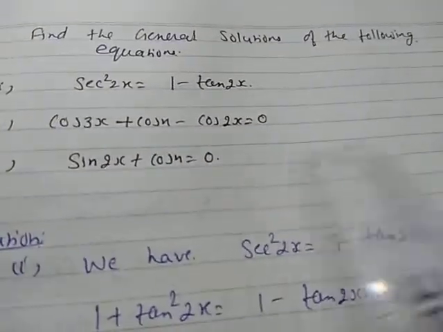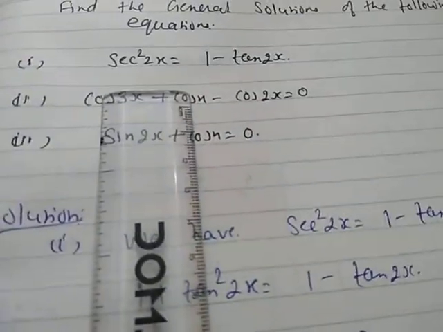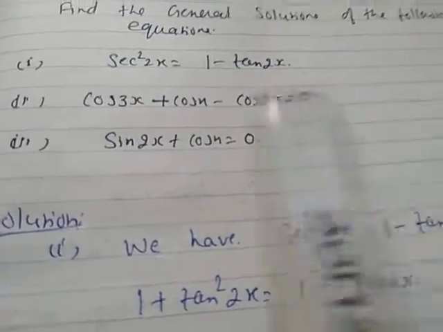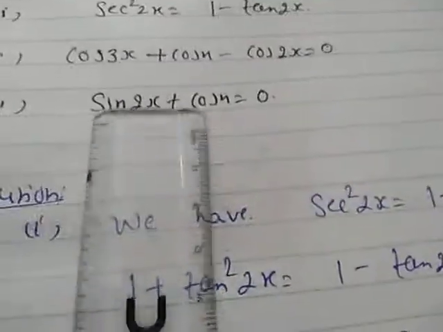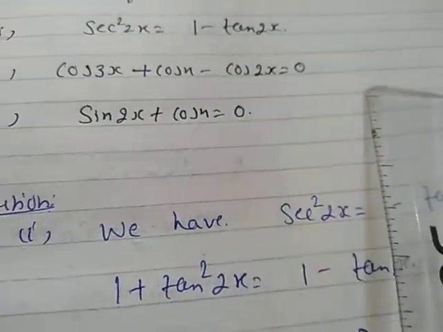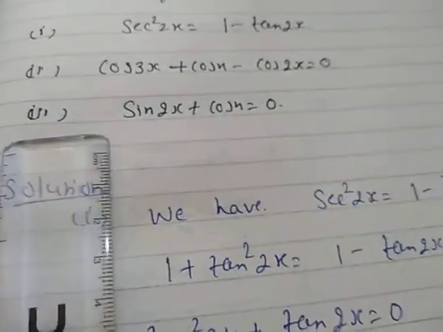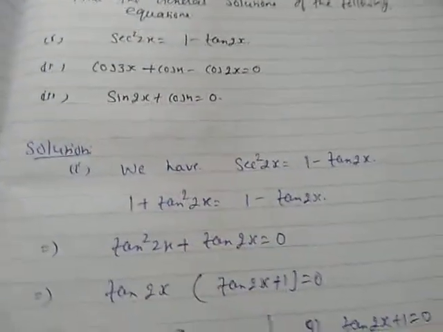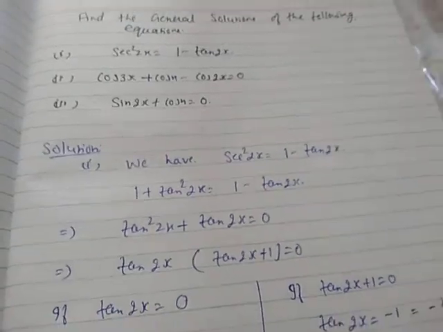Find the general solution of the following equations. The first is sec square 2x is equals to 1 minus tan 2x. Second is cos 3x plus cos x minus cos 2x is equals to 0. And third is sin 2x plus cos x is equals to 0. Here in all cases we need factors, children. Then after we can solve it.